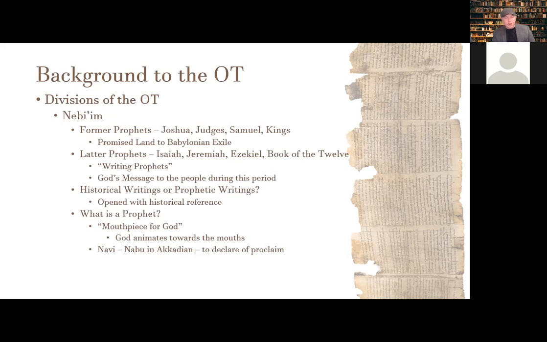Well, when we look at the other writings, the writing prophets, we could almost ask the same question, because many of them open up with historical reference to what they're going to write about. So are those historical writings or prophetic writings? To the ancient world, to ancient Israel, there was no difference between the two.